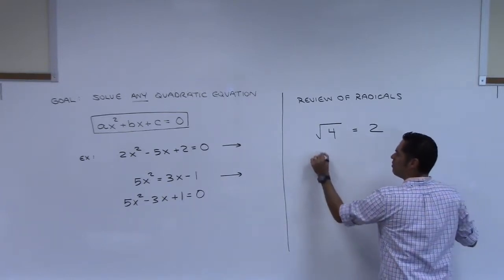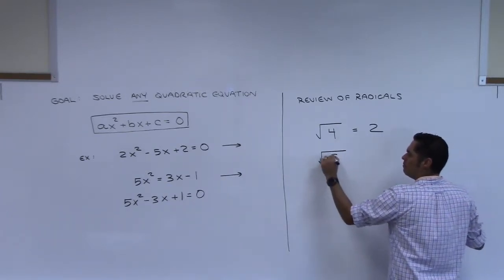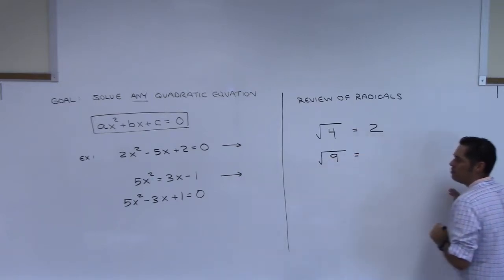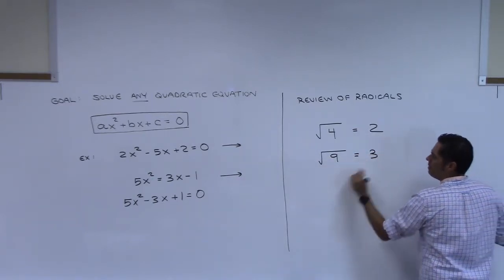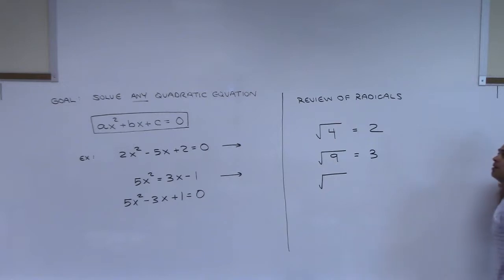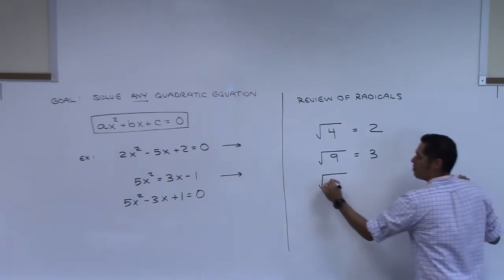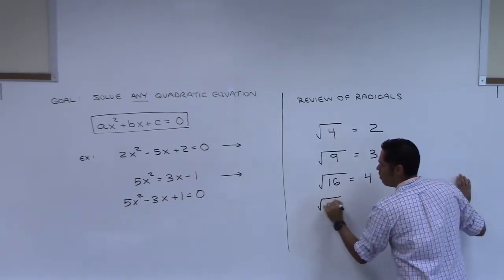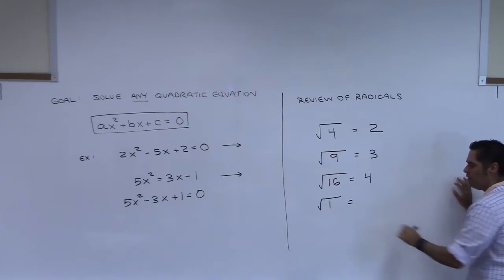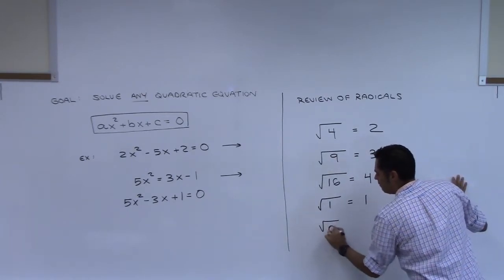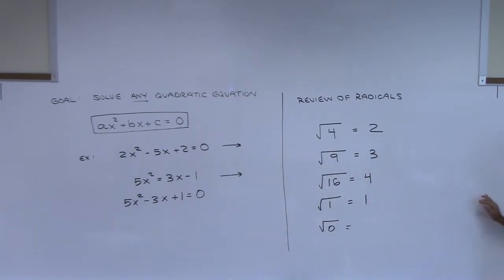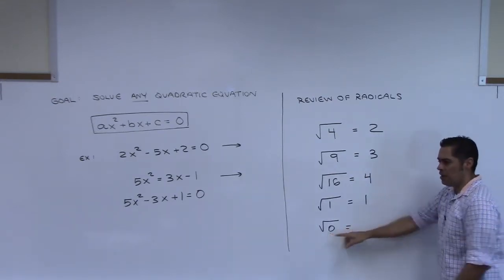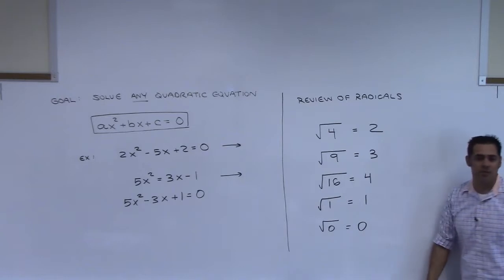And we can do this for all the real common roots, like 9. What's square root of 9? That'd be 3, and then, let's see, what's the next one we should know? 16. Square root of 16 would be 4. Oh yeah, square root of 1. What's square root of 1? 1. What's square root of 0? 0. Right? What number times itself gives you 0? 0. 0 times 0 is still 0, right?